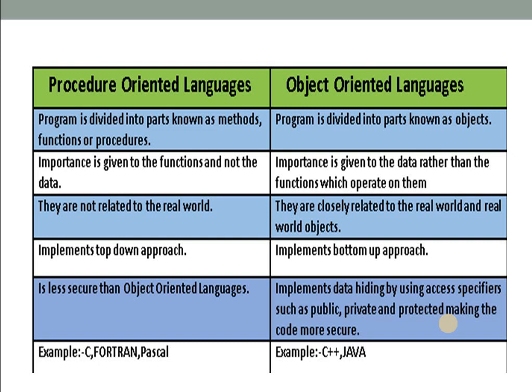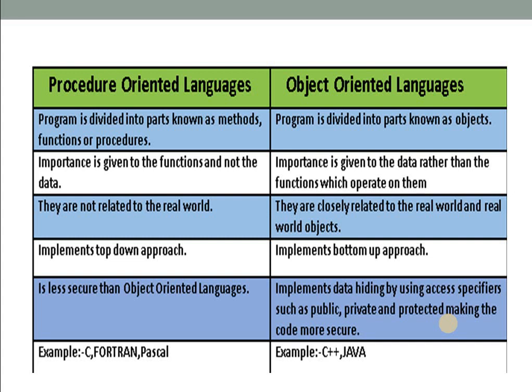Here you can see a detailed description of the differences between procedure oriented and object oriented. This is a summary of what we have seen in the last two slides. The first difference is in procedure oriented program is divided into parts known as methods, functions or procedures, while in object oriented language program is divided into parts known as objects. And what is this object? We will see it later.